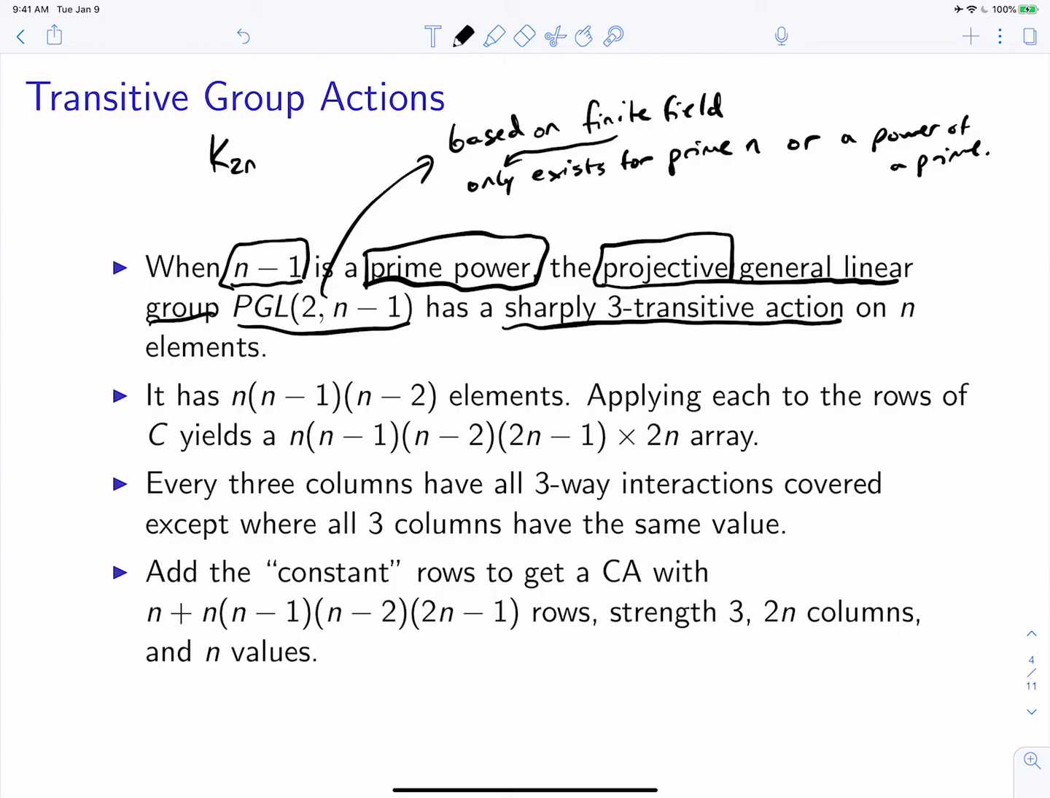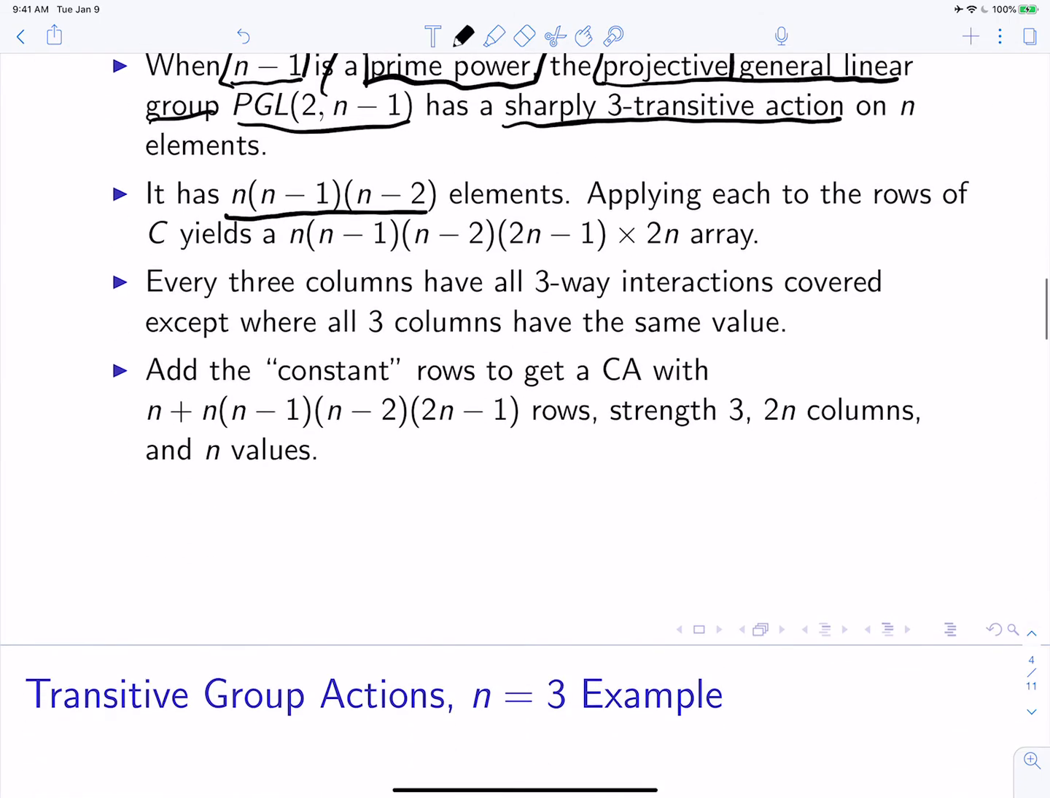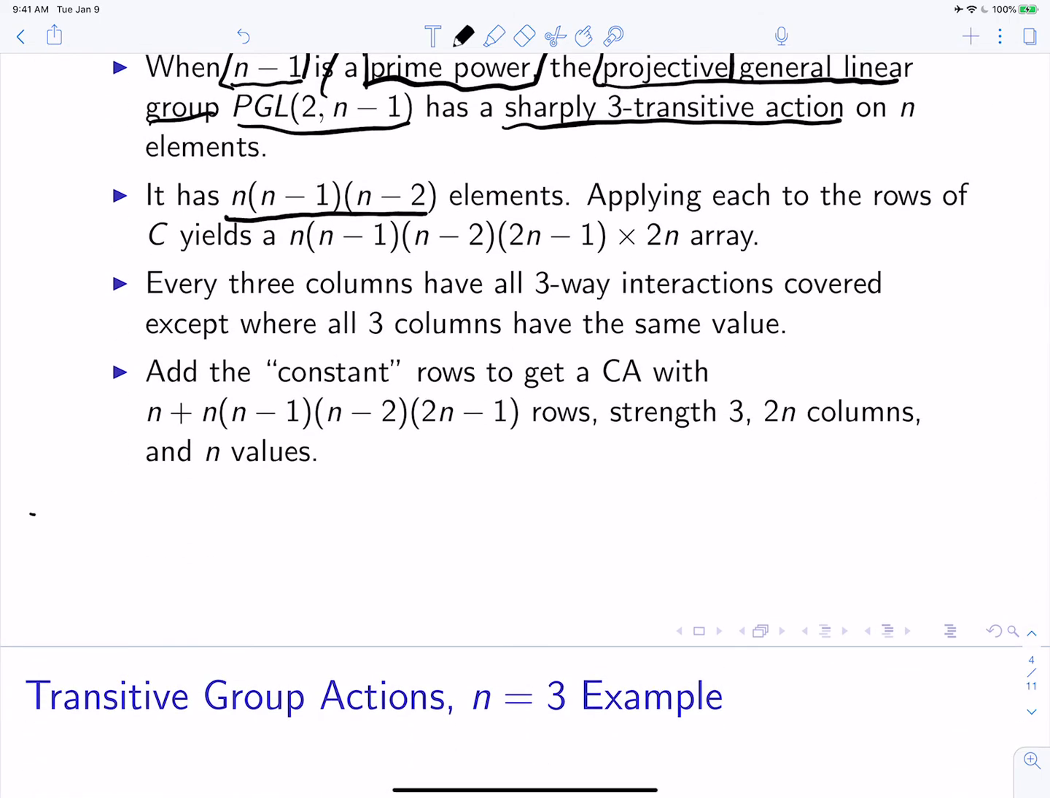Okay, and if you look up what this group actually has, it has a bunch of elements in it. If you provide the number n, you have roughly n cubed elements in there, a little bit less. So what do we do with these? Let's just say that the elements are v0, v1, up to vm, where m is that giant number n times n minus 1 times n minus 2.